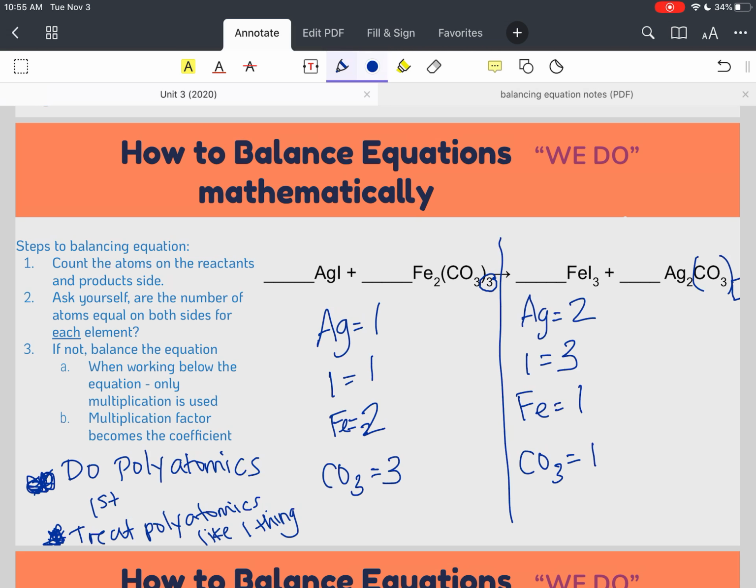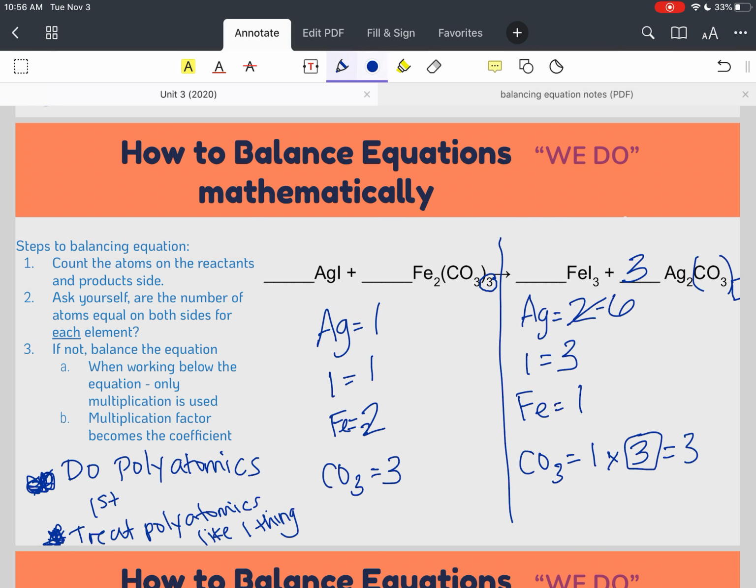So that means I'm going to start with my carbonate. So 1 times what equals 3? 3, what goes in the box goes on the line. Not only is there 3 carbonates, now I have 3 extra of the whole thing, right? So 3 times 2 is 6 silvers.